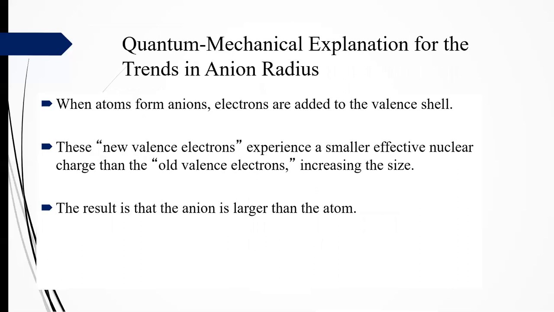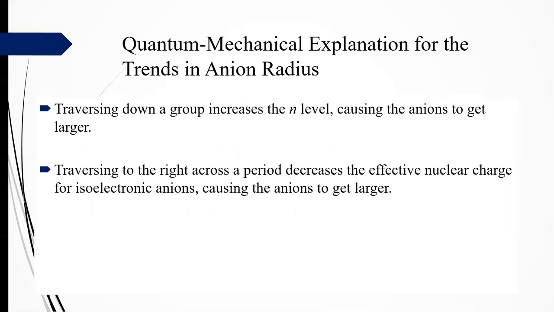For our anions, we're now adding in electrons to that valence shell. So these new valence electrons experience a smaller Z effective than the old ones because there's even more of those electrons. And so our anion has to get bigger. When we go down, we still increase our n value. And so going down the column, we get even larger. And as we move farther and farther across with more and more electrons, then we still feel less and less effective nuclear charge. And so we cause our anion to get larger.